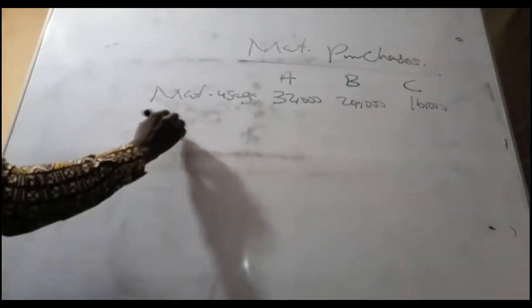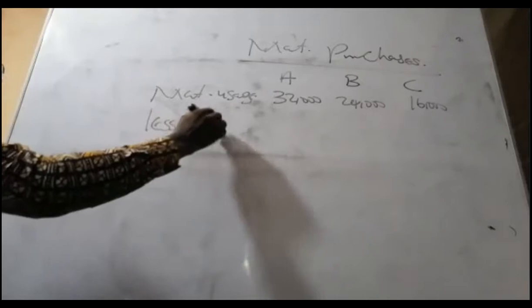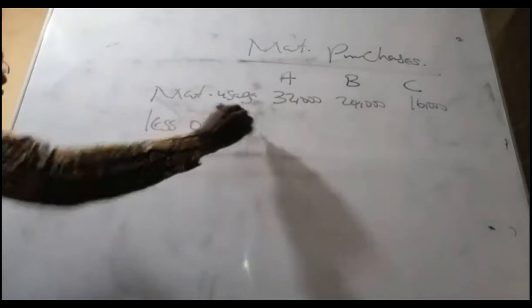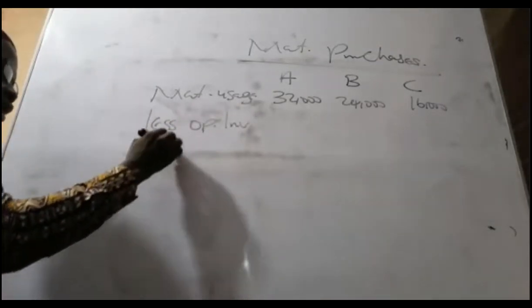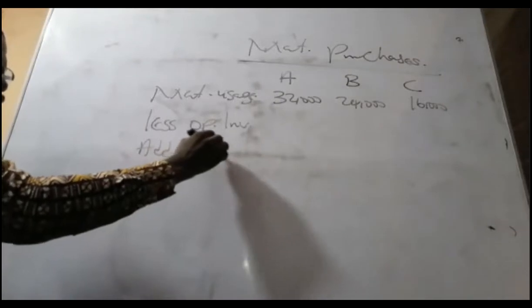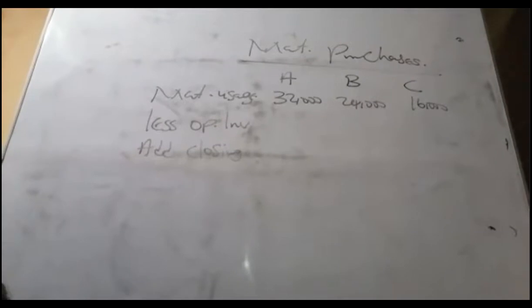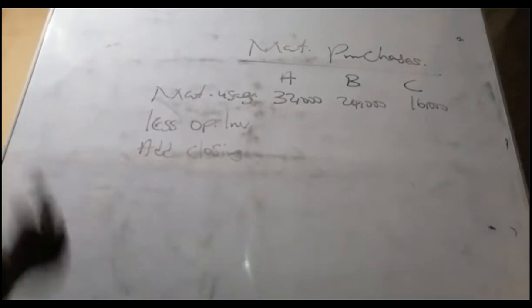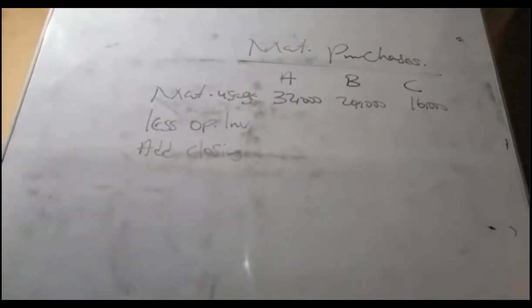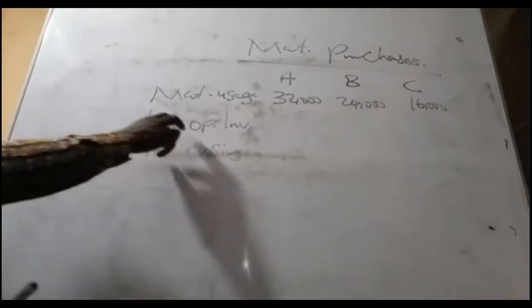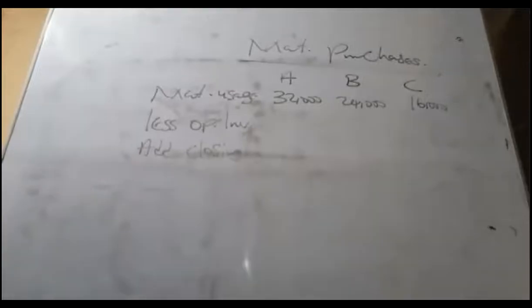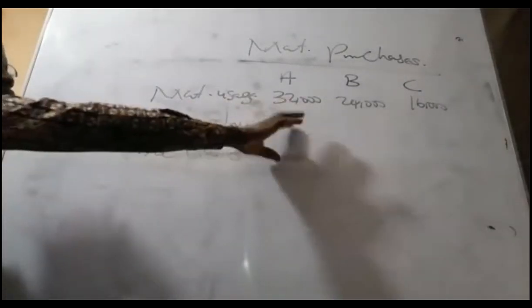Less any open inventory, open stock of material, less it. Add closing stock. Why do you add the closing stock of material? You add closing stock of material because that one you have to buy it. Why do you subtract the open? You have to subtract the open because you don't need to buy it. You have to get these two items and then you bring them in.